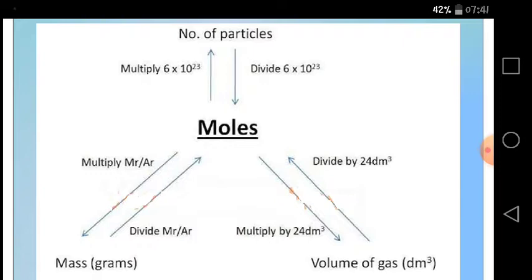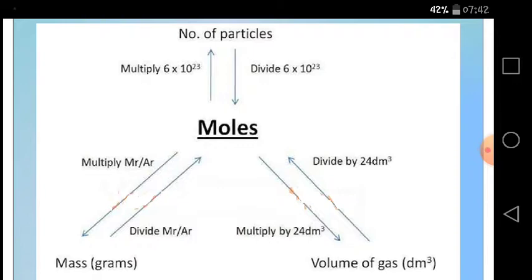And if the number of moles are given, we will simply multiply it with the molecular mass or atomic mass, and then we will be able to get the mass in grams. And dear students, if the number of particles are given, then we have to divide the number of particles with the Avogadro's number, and that is 6.02 into 10 raised to power 23. In this way, we will be able to get the number of moles from the number of particles.